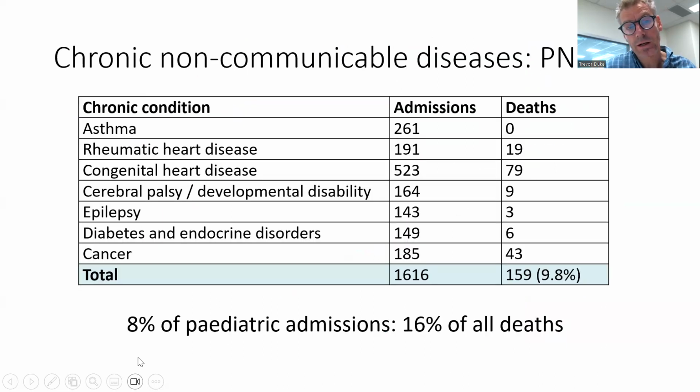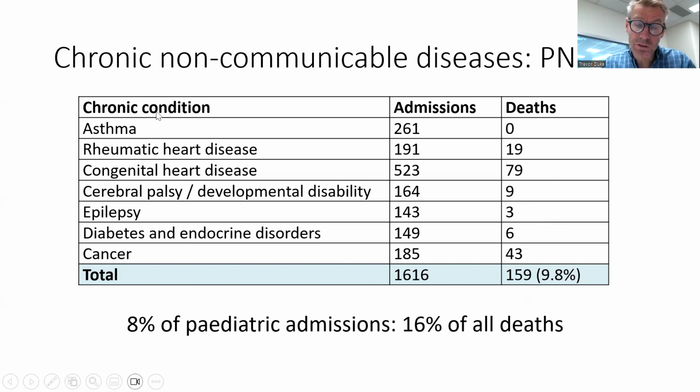This is, for example, the data from last year from the Paediatric Hospital Reporting Program. I've just listed all the admissions from asthma and rheumatic heart disease and congenital heart disease and cerebral palsy and epilepsy and diabetes and cancer. You can see that they make up a lot of admissions: 1,616 admissions and 159 deaths. So the case fatality rate was 9.8%, about 10% of all children with chronic diseases died in hospitals.